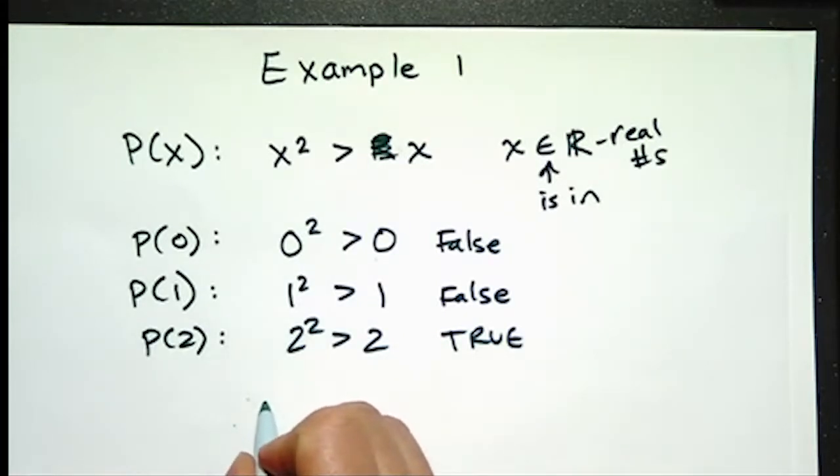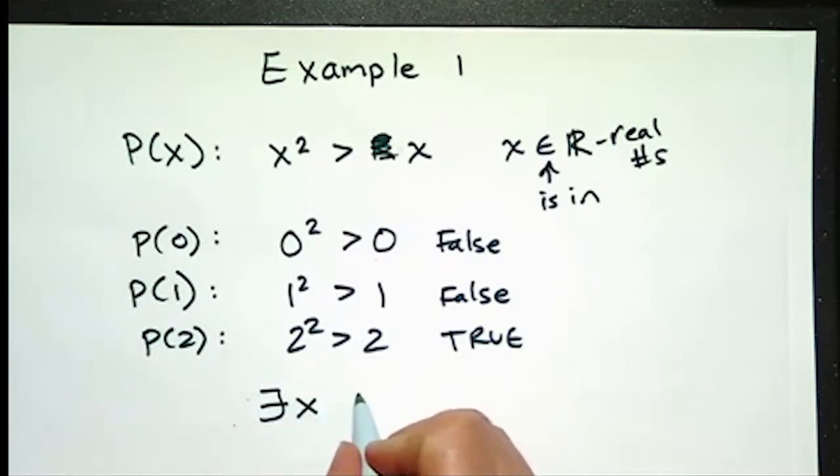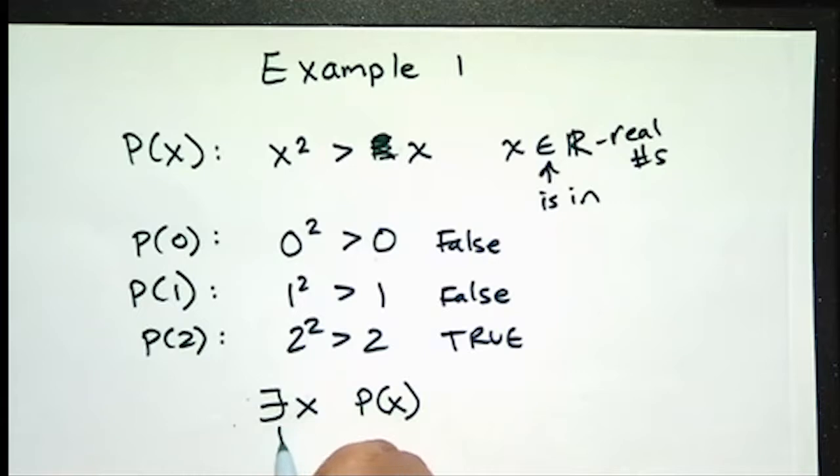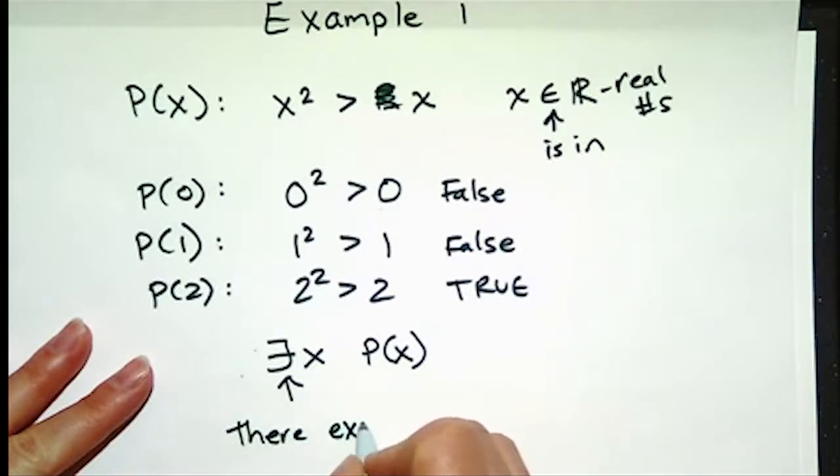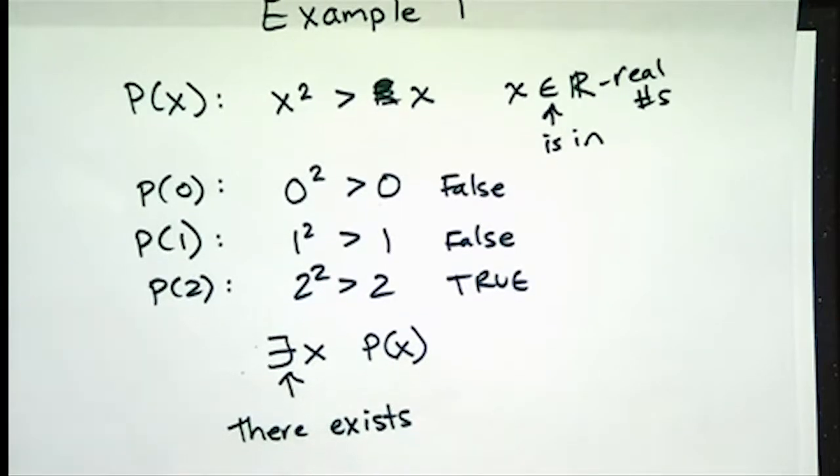So I actually have two different ways to write that. This letter right here means there exists. The way I read this is there exists an x so that P of x is true.